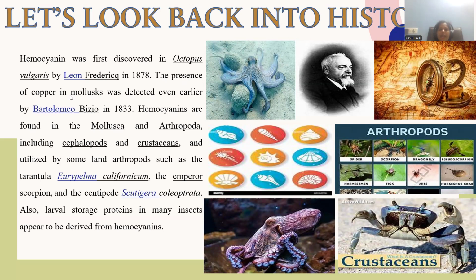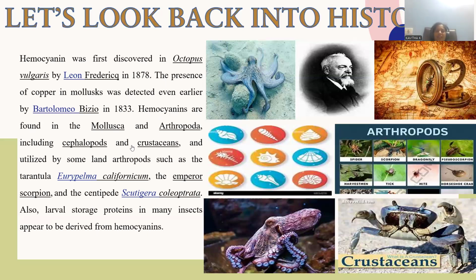The presence of copper in molluscans was detected even earlier by Bartolomeo Bizio in the year 1833. The entire hemocyanin existence was given by Leon Frederick in 1878, but the concept of copper as a transition metal inducing the blue coloration was introduced even earlier by the eminent scientist Bartolomeo Bizio in 1833. This is the way the inception of the hemocyanin concept was taken in 1833. Copper metal responsible for the blue coloration was introduced in 1833. The entire chemical component hemocyanin was introduced in the year 1878.